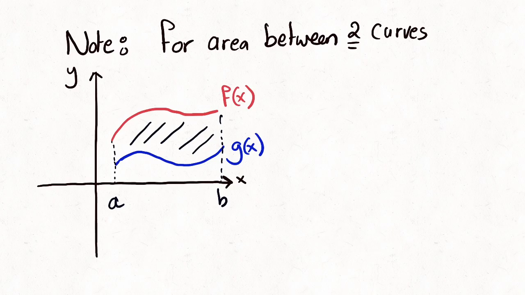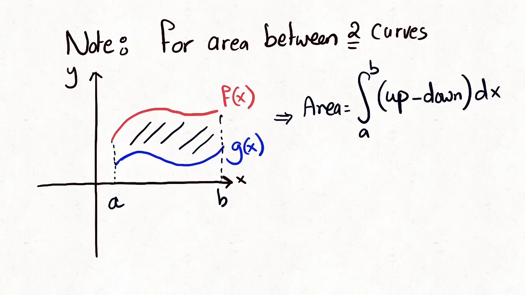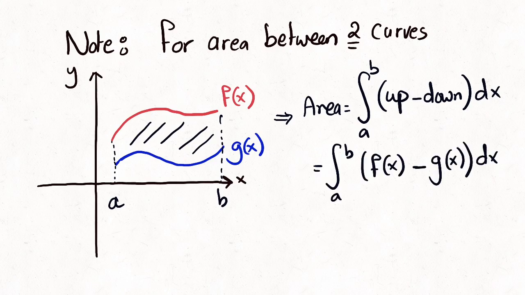To find the area between two curves, we will keep in mind that the upper curve we will call up, the lower curve we will call down. The area is basically the integration from a to b of up minus down. In this case, from a to b, the integration of f of x minus g of x.